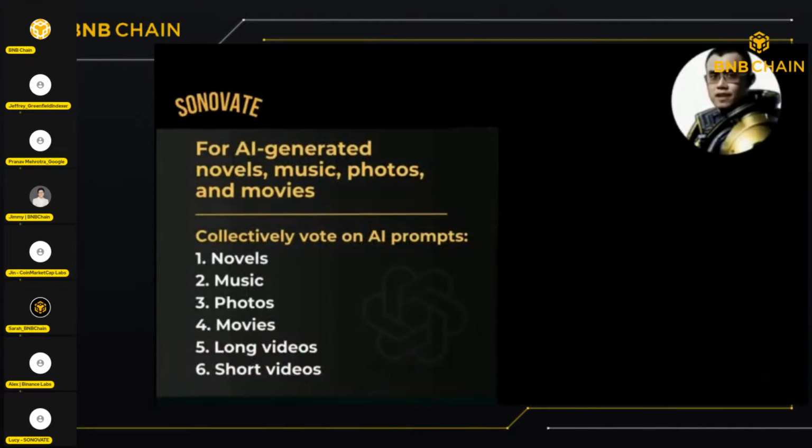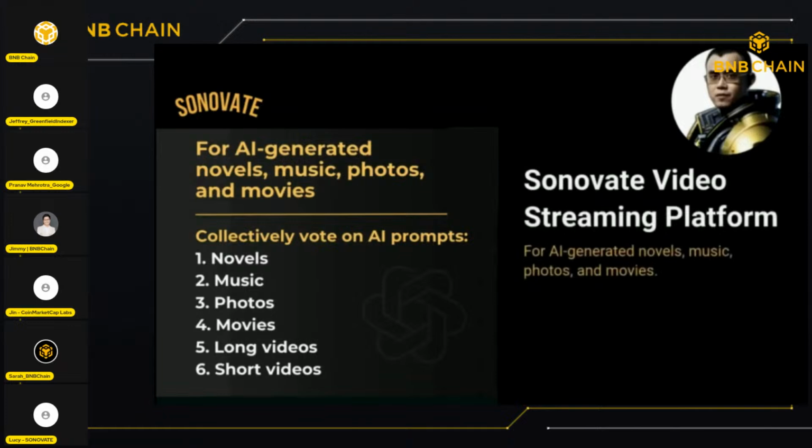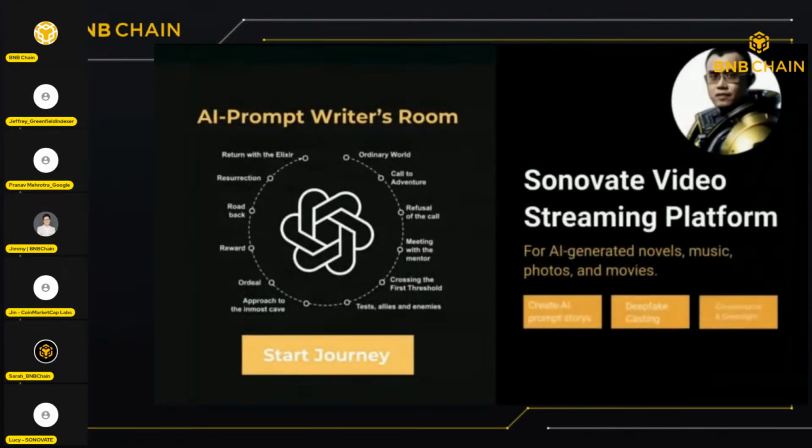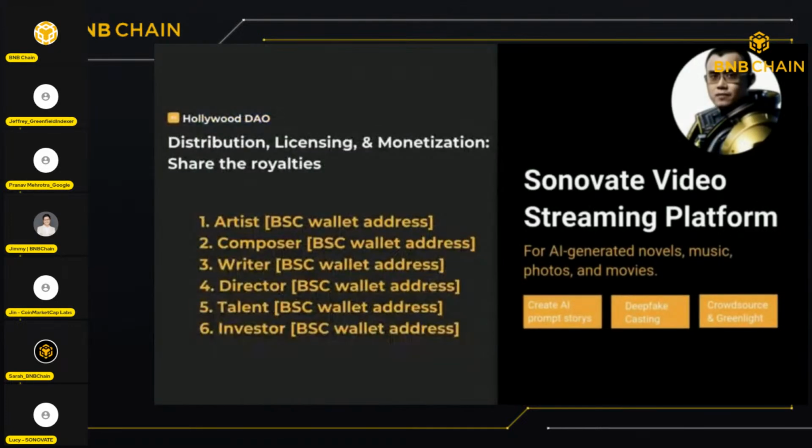Sonovate is a video streaming platform for AI-generated novels, music, photos, and movies. It revolutionizes the industry by leveraging AI and blockchain on the Binance Smart Chain to empower creators, protect intellectual property, and streamline content distribution. The decentralized platform ensures fair compensation, transparent transactions, and unparalleled opportunities for content monetization.